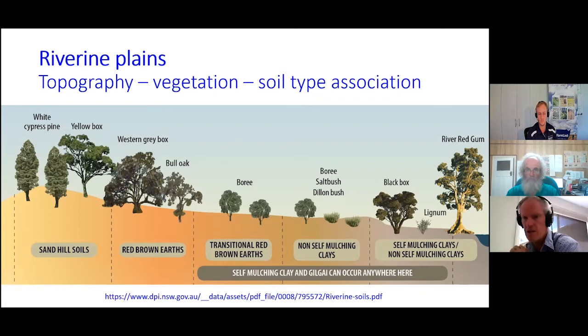The main point I'd like you to take home from that slide is that when you're standing out in the paddock and there's vegetation around, you can get a real idea of what soil type you're going to be on just from the vegetation. So using your eyes and having a look around gives you some clues as to what you're going to see.